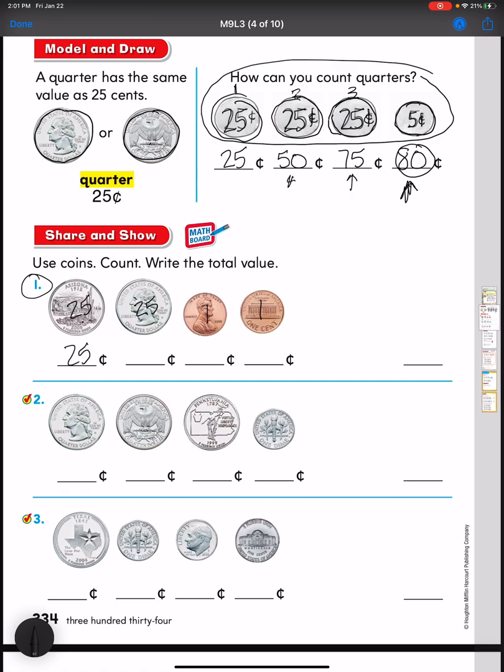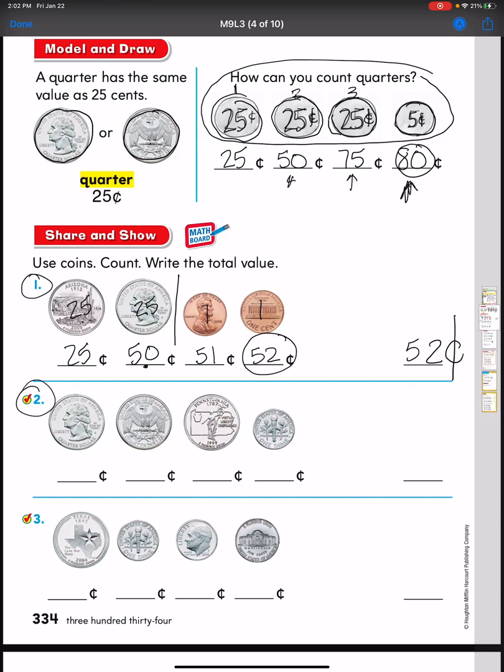So 25, 50. Now I'm going to stop and I'm going to count by ones. So I would say 50, 51, 52. The last number I say is how much money I have. 52 cents.